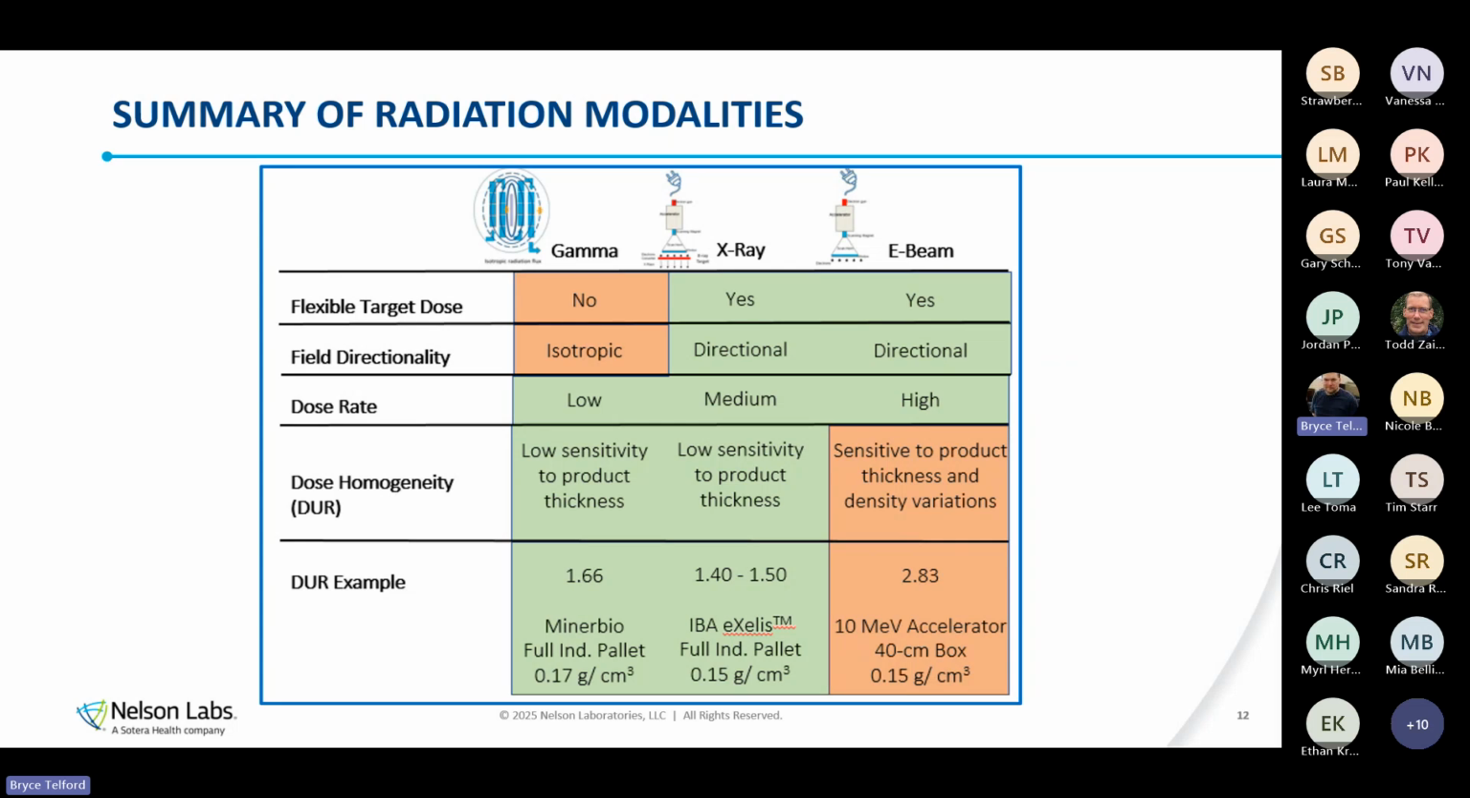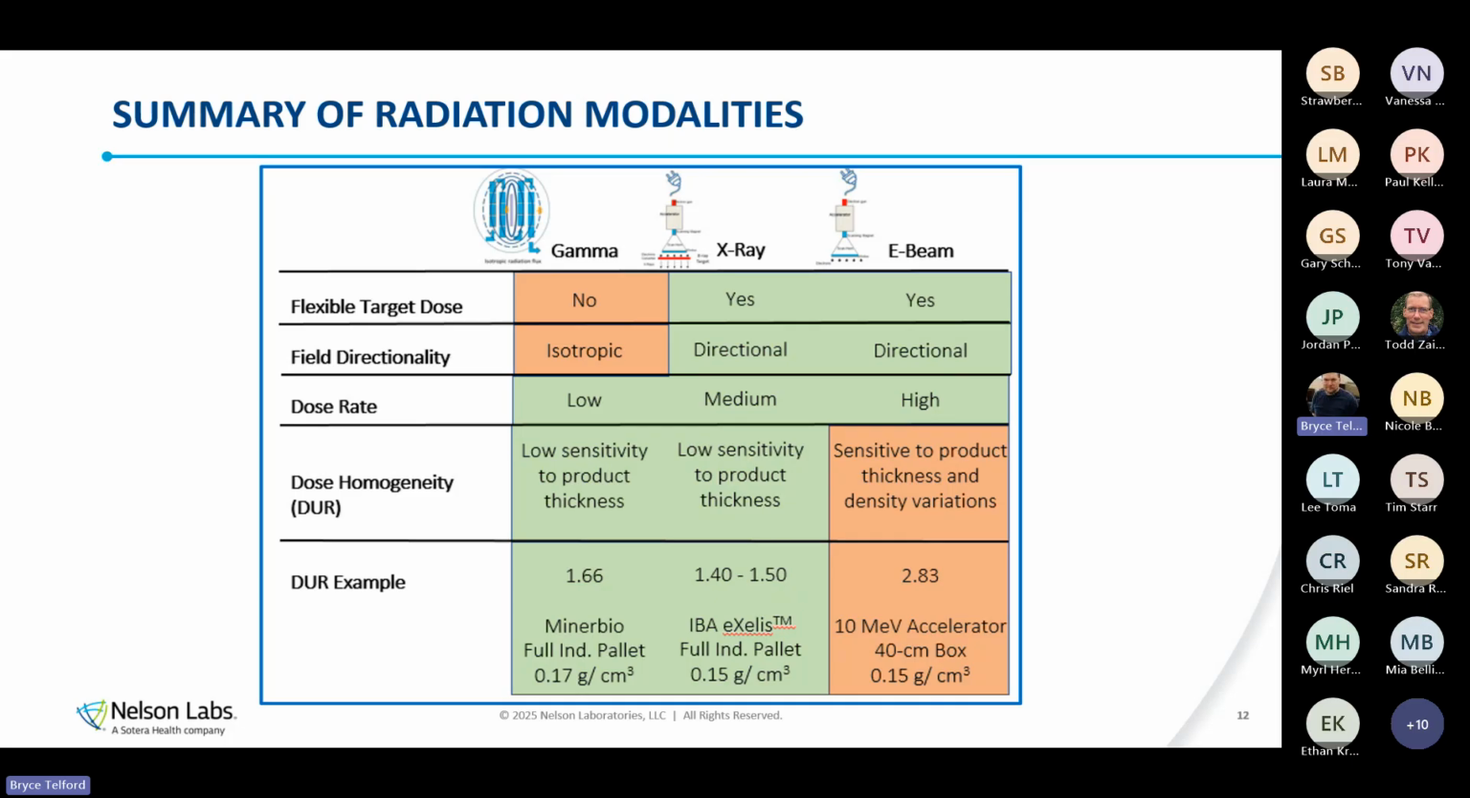For electron beam, I'm much more sensitive to my density, and as such, I tend not to have as good of a dose uniformity ratio. So we tend to see dose uniformity ratios more along the lines of a 2x multiplier, and depending on the setup, the homogeneousness, basically how dense and uniform that density is of my product, I can see dose uniformity ratios as high as 2.83.